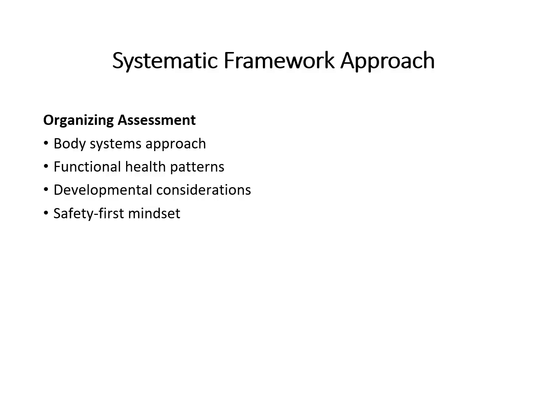Functional health patterns. This framework looks beyond body systems and really focuses on how the patient functions in their daily life. Some examples might include nutrition and metabolism, activity and exercise, sleep and rest, coping and stress tolerance, role and relationship patterns. This allows us to look at the patient more holistically, not just their organ systems, but their lived experience. It's especially useful in outpatient, community, and chronic care settings.